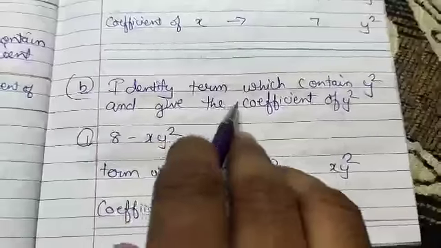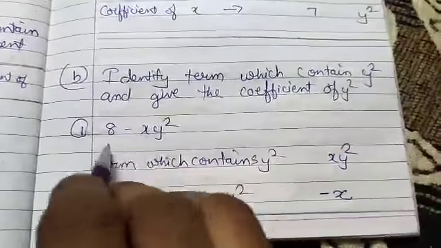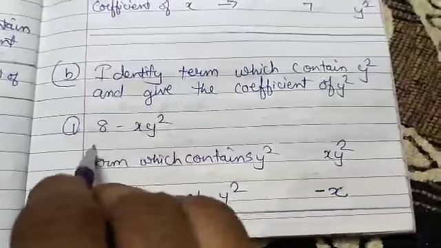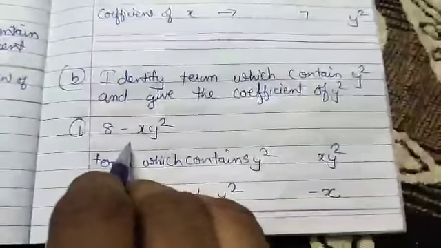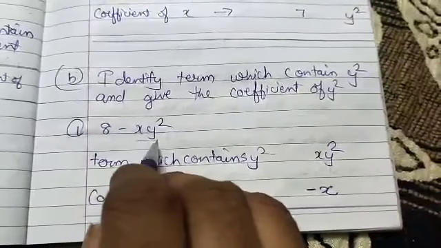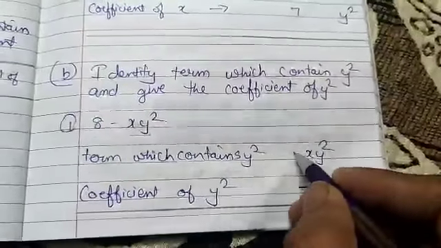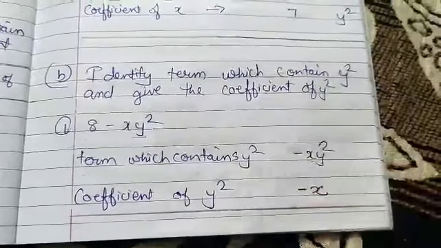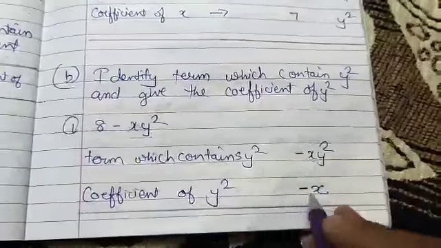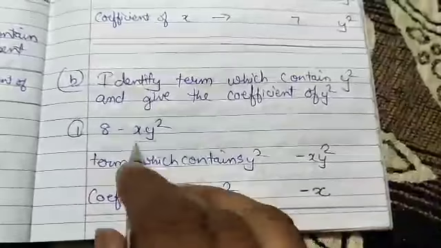B. Identify the term which contains y square and give the coefficient of y square. Now here two terms are there, 8 minus xy square. We have to identify the term which contains y square. Here, the second term contains y square, so write it over here, that is negative xy square. Then what is the coefficient of y square? Negative x. You have to exclude this y square and write negative x.